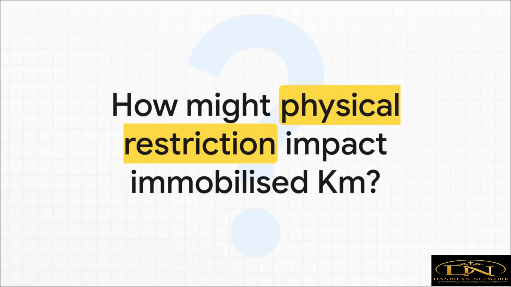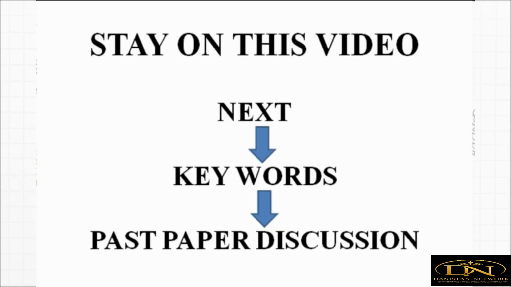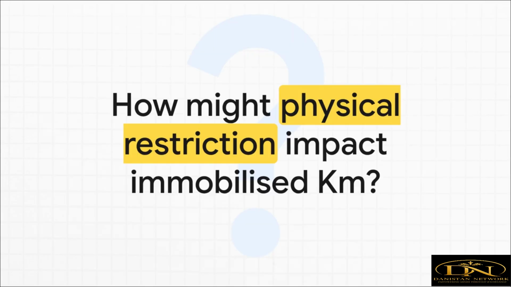Before we wrap up, I'm going to leave you with this ultimate test of understanding question. If an immobilized enzyme is structurally restricted by the alginate beads, how might this physical restriction impact its Km value compared to when it's free in a solution? Really think deeply about how physical shape and access affect that affinity.